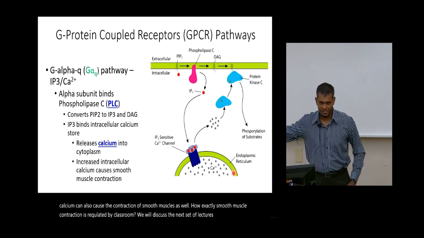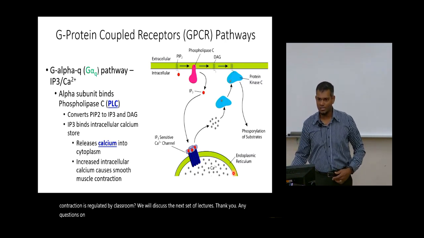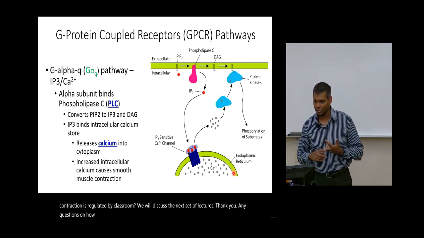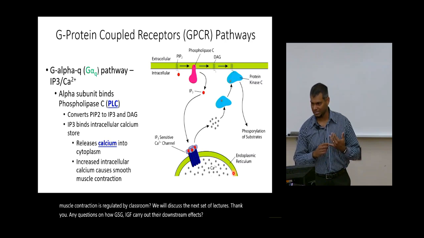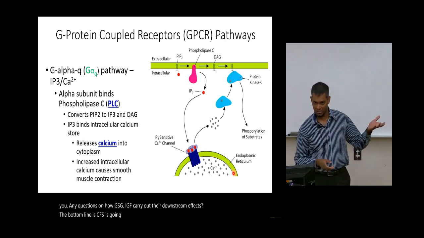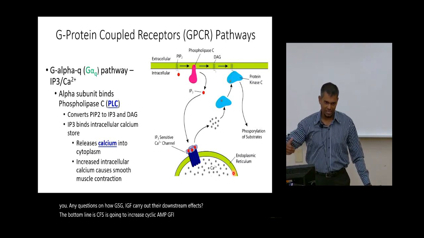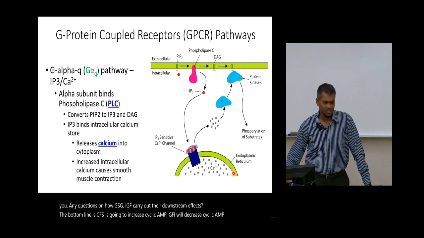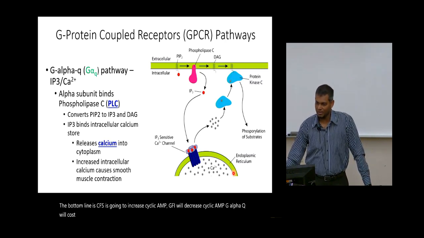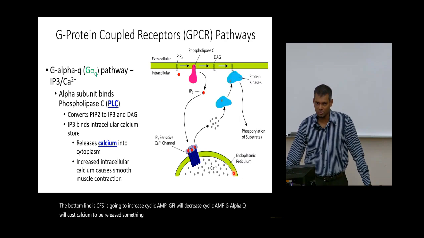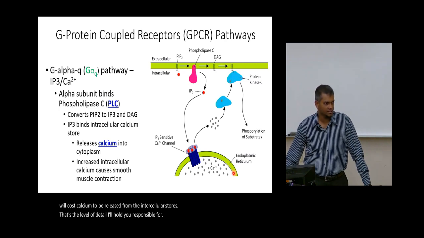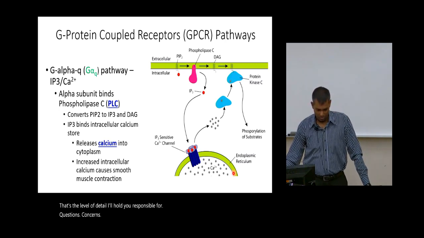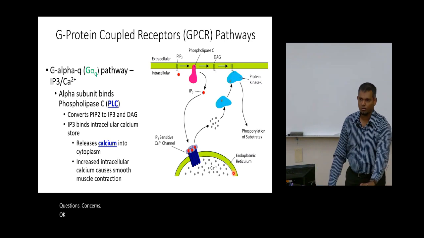Right? Any questions at all on how G-alpha S, G-alpha I, and G-alpha Q carry out their downstream effects? The bottom line is G-alpha S is going to increase cyclic AMP, G-alpha I will decrease cyclic AMP, G-alpha Q will cause calcium to be released from the intracellular stores. That's the level of detail I hold you responsible for. Questions, concerns? Okay, there are no other questions.